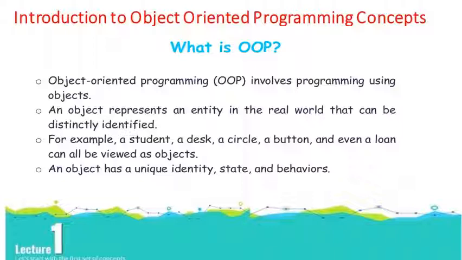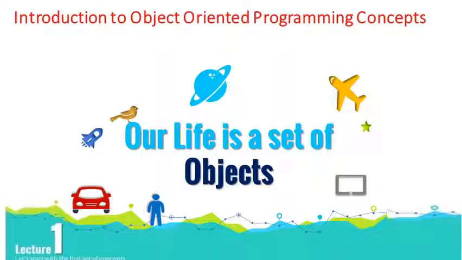Now see, what is object oriented programming. Here the object oriented programming involves programming using objects. So what is an object? An object represents an entity in the real world that can be distinctly identified. For example, a student, a desk, a circle or a button or anything which we see around us. An object has a unique identity, state and behavior. Every object is going to have a unique identity, state and behavior.